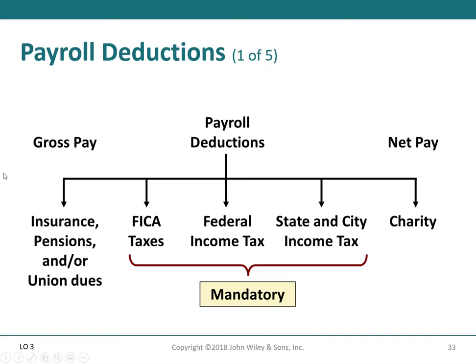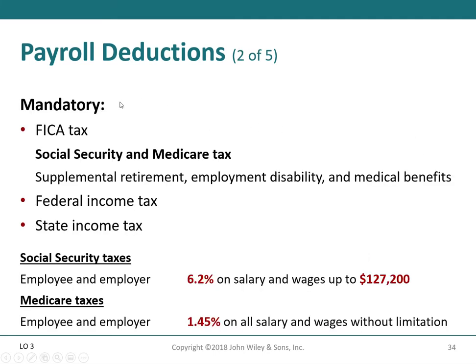Okay, so we take our gross pay, we subtract out our payroll deductions. The mandatory payroll deductions are FICA taxes, federal income taxes, and state and city income taxes. And then we have some optional ones: insurance, pensions, union dues, and charity. So I take my gross pay, subtract out my deductions, and get my net pay. So let's talk about some of our deductions.